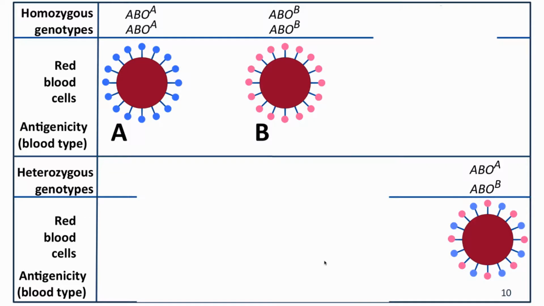Now we can apply this relationship to thinking about our blood type alleles, where the ABO^AB heterozygote displays both of the phenotypes produced by A and B. So they've got the blue sugars characteristic of type A, and they've got the pink sugars characteristic of type B. And their blood reacts to both antibodies. Their blood type is AB.